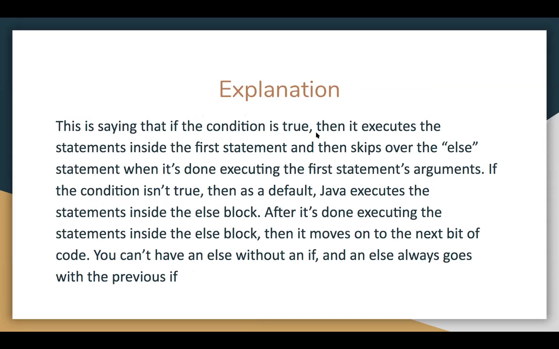Just going to read it again. This is saying that if the condition is true, then it executes the statements inside the first block and then skips over the else statement when it's done. If the condition isn't true, then as a default, Java executes the statements inside the else block. After it's done executing the statements inside the else block, it moves on to the next bit of code.